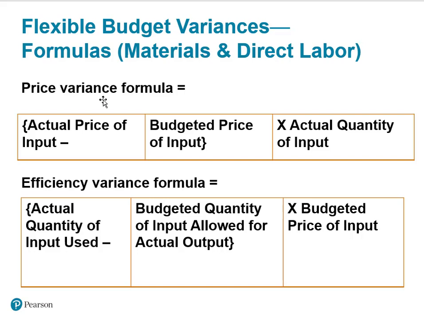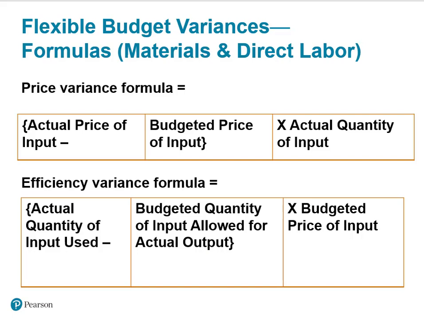So on this slide here we see these three variances. The formulas to calculate the price and efficiency variances are shown here. And these formulas work equally well for direct material and direct labor, but will not work for overhead. So the formula for price variance is actual price minus budgeted price times the actual quantity of input. And the formula for efficiency variance is actual quantity of input used minus the budgeted quantity of input allowed for actual output, times the budgeted price of the input.